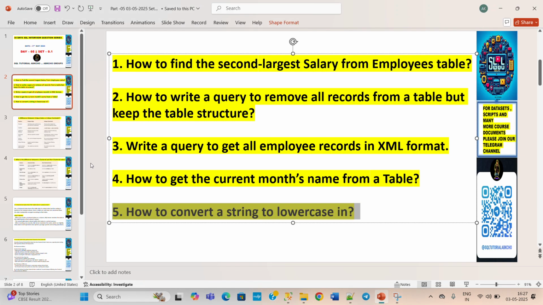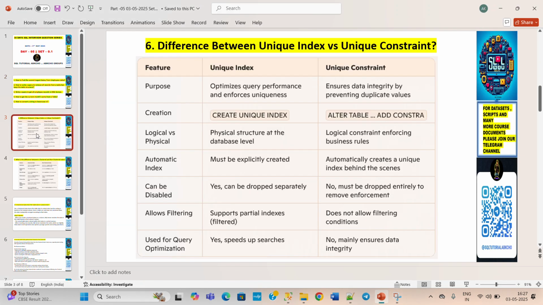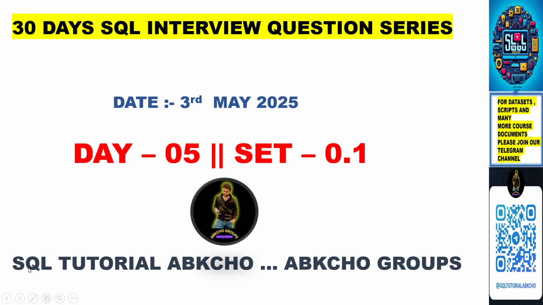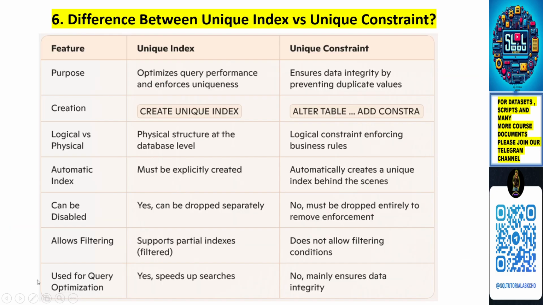So next we have the sixth question, which is a theoretical question. Now we will increase our screen size so that it will be visible to you properly, and to us also it will be much more visible. Okay, now move on to the sixth question. What is the difference between unique index and unique constraint? Okay, the difference between them.